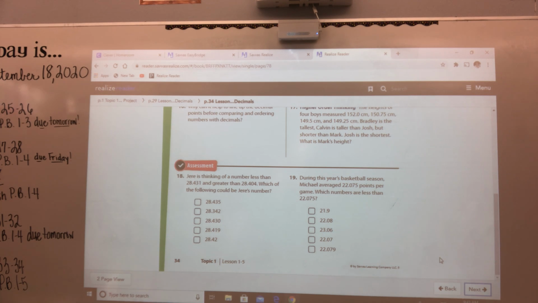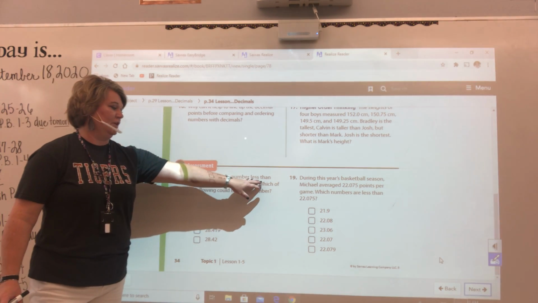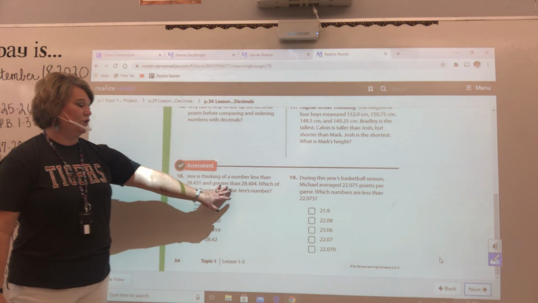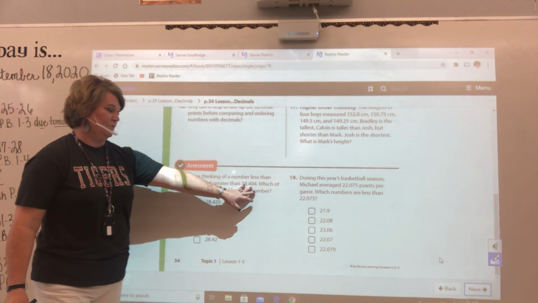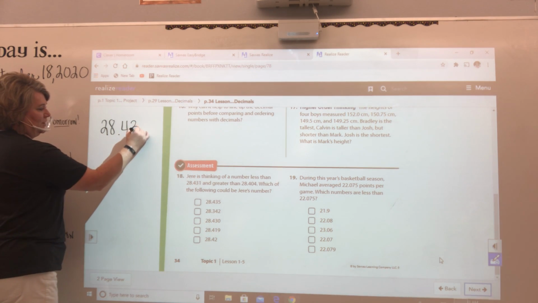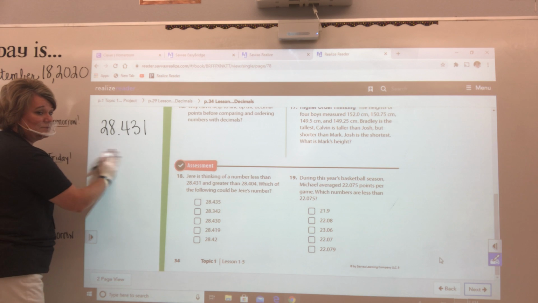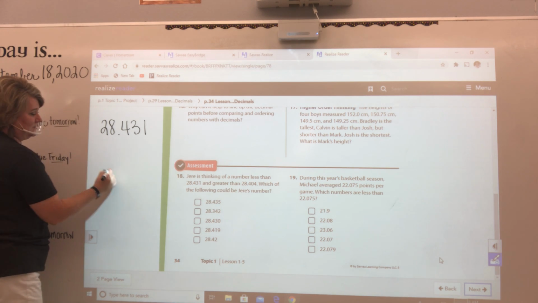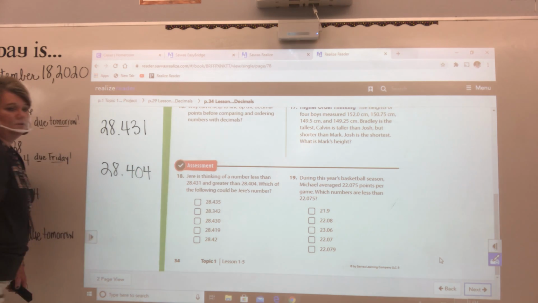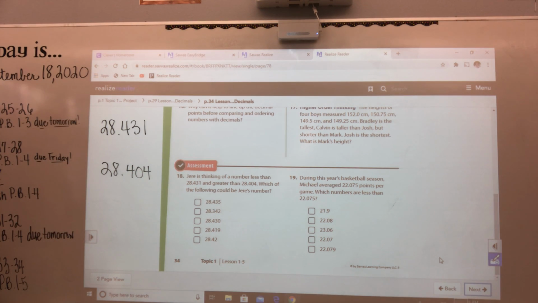Okay. Number 18. Jeree is thinking of a number less than 28.431, but greater than 28.405. So let's write 28.431 on your scrap paper. Leave some space. And then put 28.404. Leave some space because you're thinking of a number in between. Bentley, write that. Leave some space.